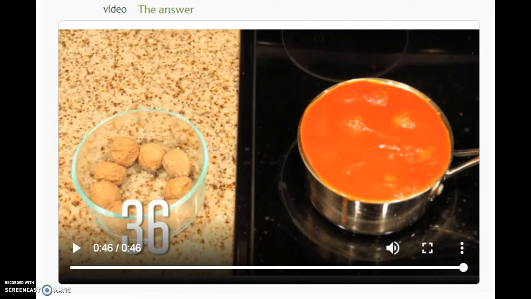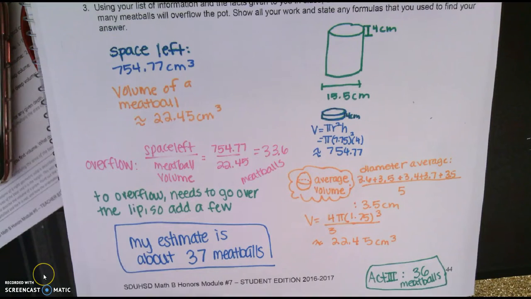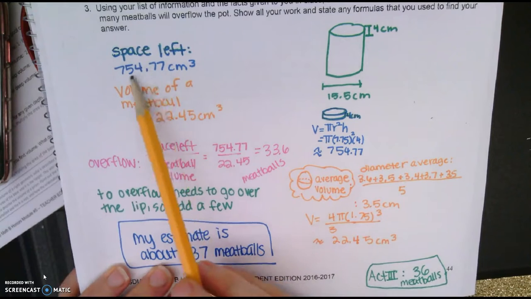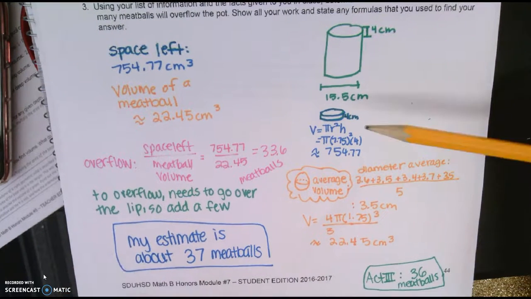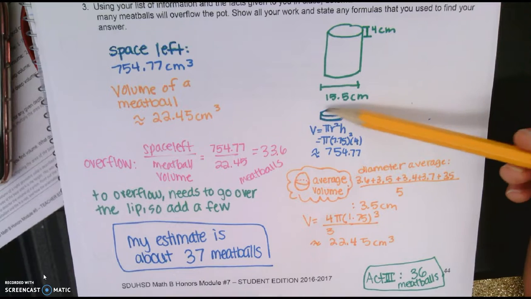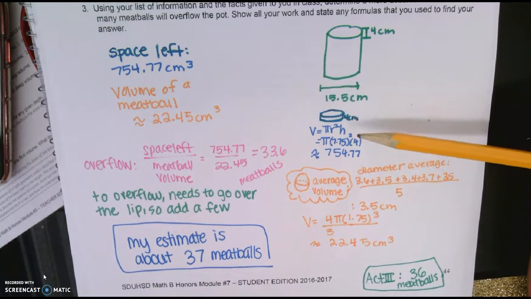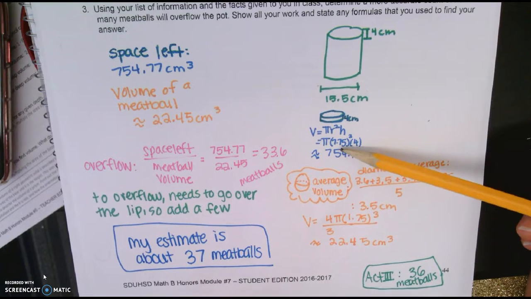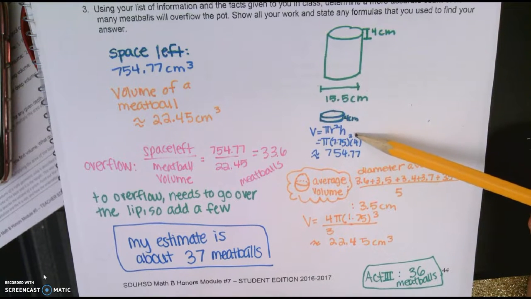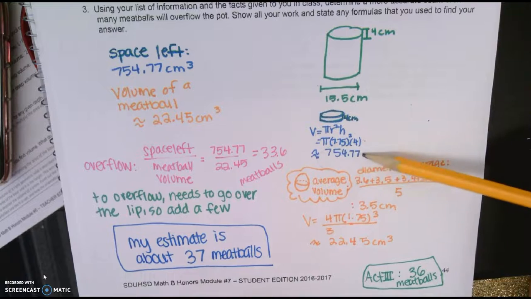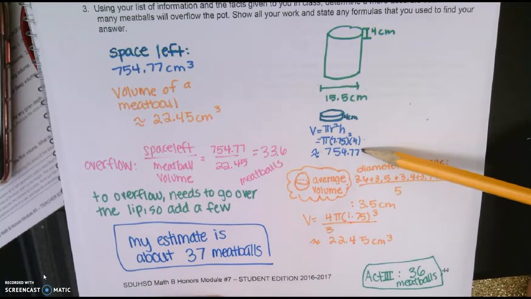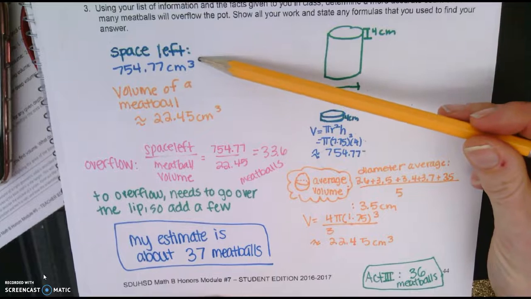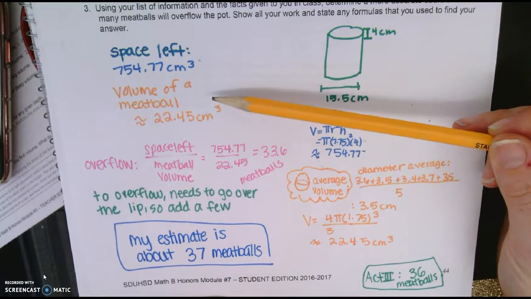So let's take a look at some math to see if we could have gotten really close to 36. So taking a look at my math, I decided to calculate the volume of the space left over. The volume of the space left over is this sliver of a cylinder with a height of 4 centimeters and a diameter of 15.5 centimeters because it is the same spaghetti pot. And then the radius is 7.75 centimeters, so I've squared that, multiplied by the height to get about 754.77 cubic centimeters.